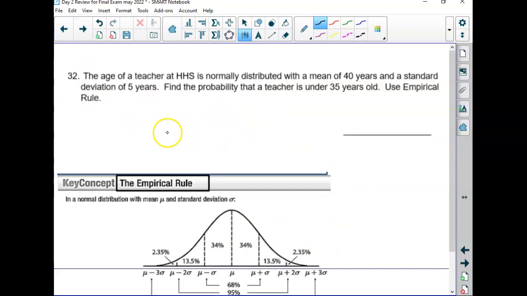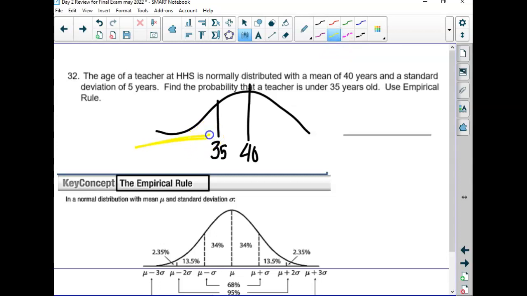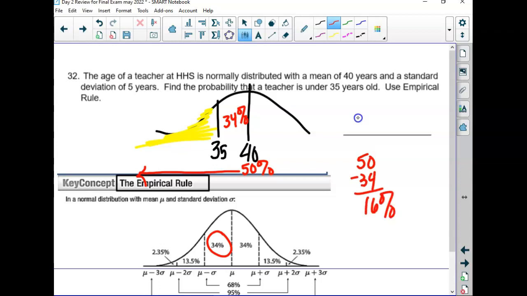Do one more of those real quick. It says 40 years is the middle. Standard deviation of 5. That would put this at 35 years. What is the probability a teacher is under 35? So you want everyone down here. So if the mean was the 50th percentile, it's everyone over here except for this, what? 34%? So if it was 50 minus 34, that would leave 16% below. Everybody good?